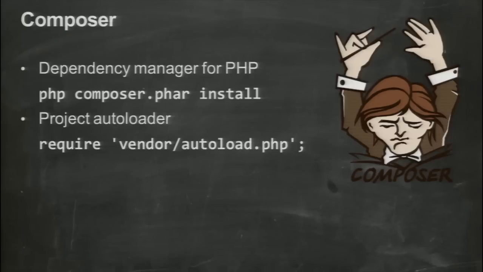So all you do is you call composer.phar install, and that's going to go out and grab all the dependencies of our new SDK, pull them all into the vendor directory, and create an autoloader for you. And that's what I showed earlier, where you just include vendor/autoload.php.